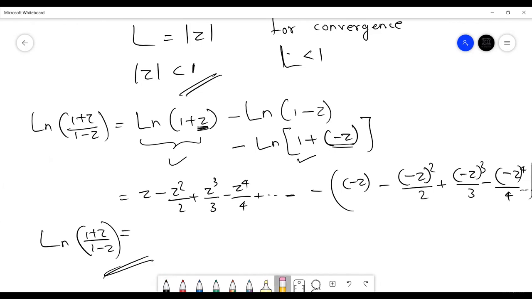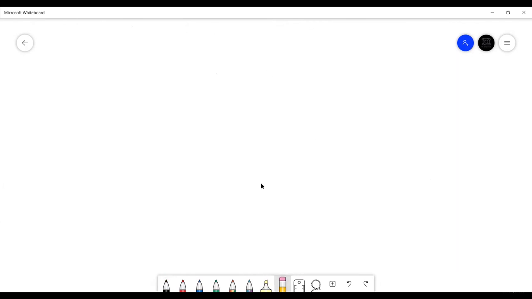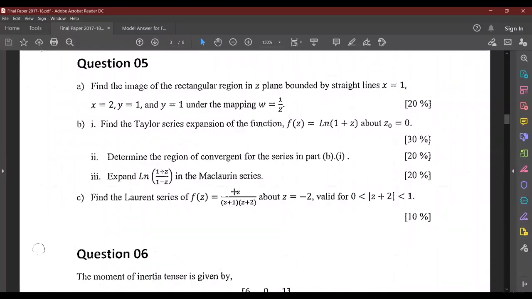The final part is the Laurent series. So whenever you can't write a Taylor series, the Laurent series comes in. For example, when you substitute this minus 2 into this z in the function, it becomes undefined. Whenever there is an undefined form, at that time we have to go for the Laurent series. So we'll see.